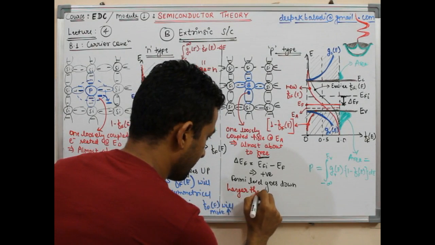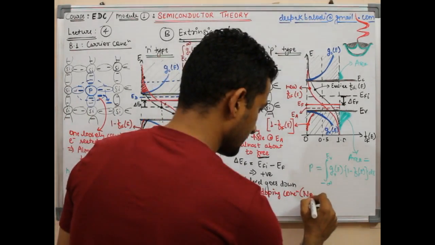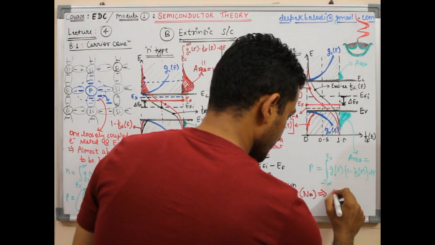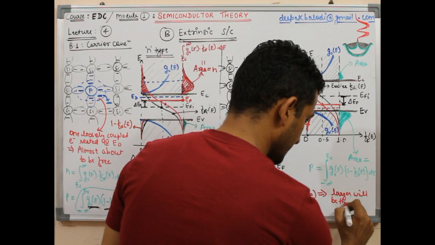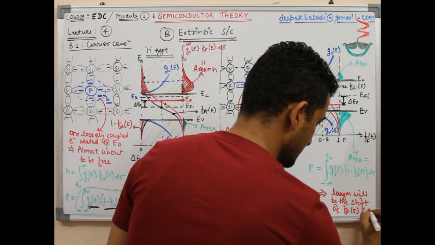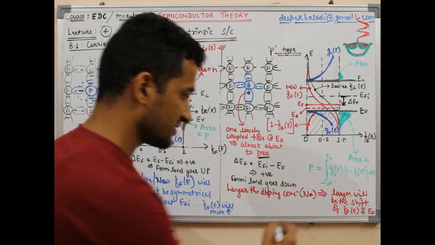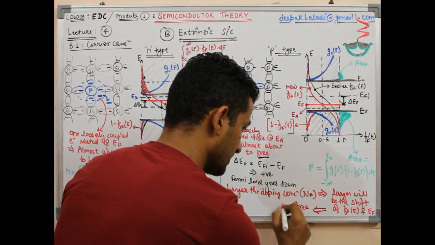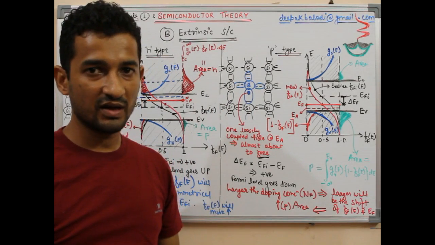Larger the doping concentration, that is indicated by Na. Later on I'll quantify this. Larger the doping concentration, larger will be the shift of FFE and EF below. If larger is the shift, that means this area will increase. Area which is nothing but P will increase. So therefore the final hole concentration will increase.